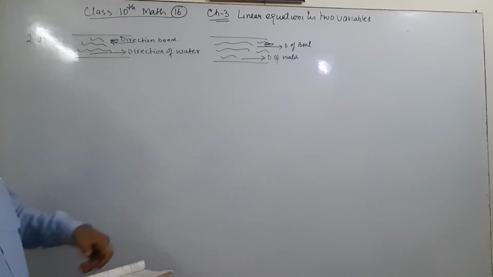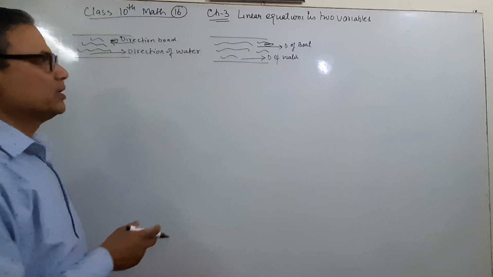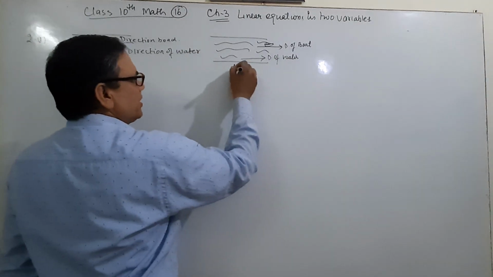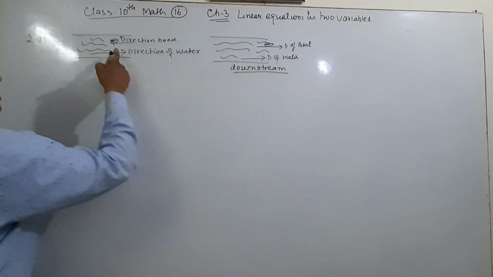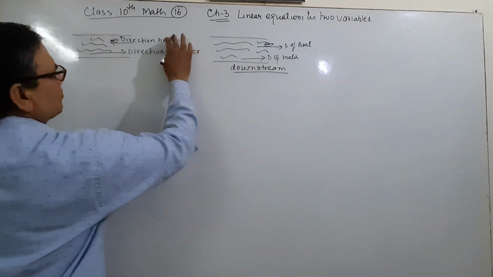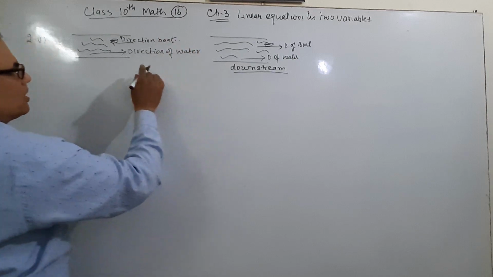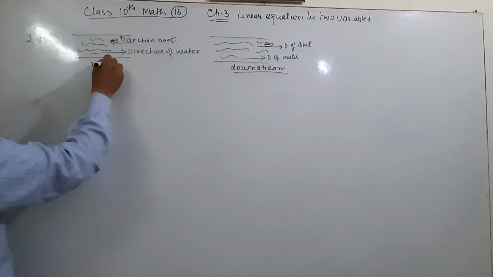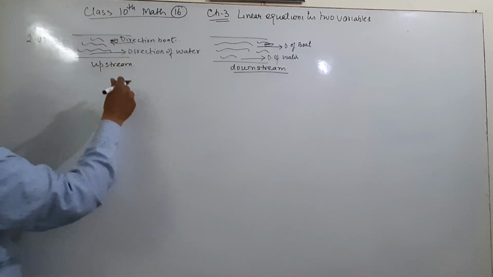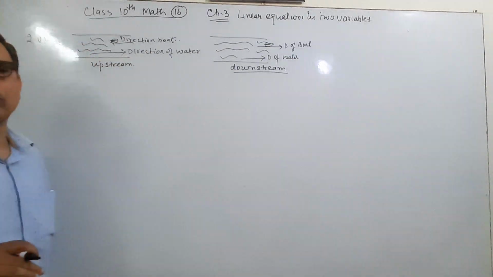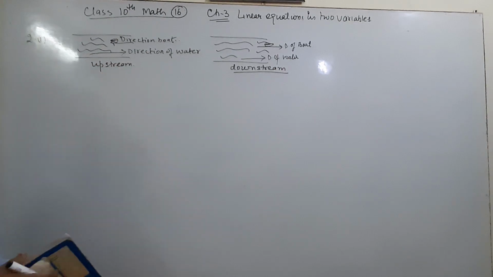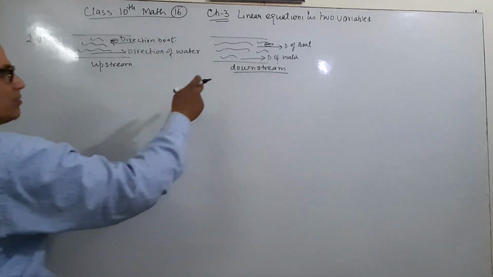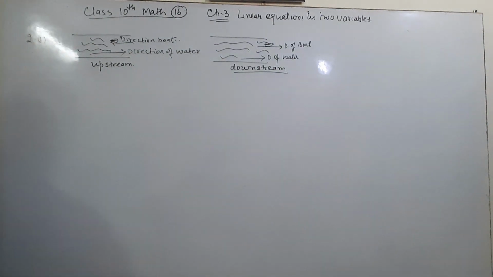It means if the direction of water and direction of boat both are the same, then we say downstream. If the direction of boat and direction of water are different, then it is upstream. Here the water helps to increase the speed of the boat, and here the water decreases the speed of the boat. So what will happen in case of downstream, and in case of upstream?